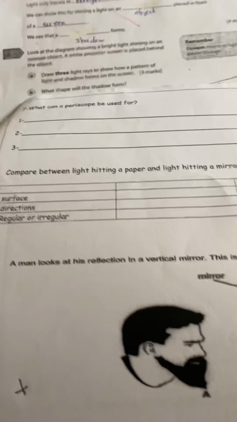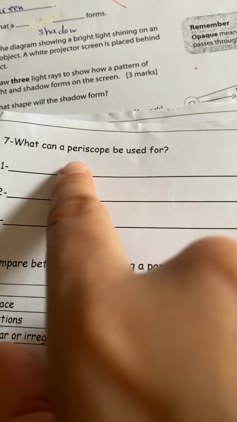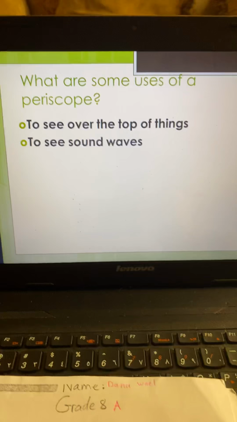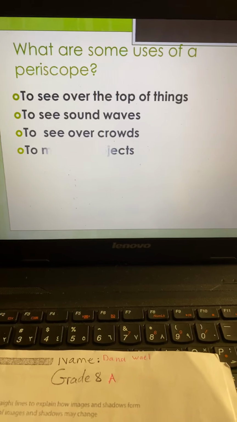Okay, now we will answer the next questions. This question, we will not answer it. What can a periscope be used for? This is the answer. To see over the top of things, to see sound waves, to see over crowds.